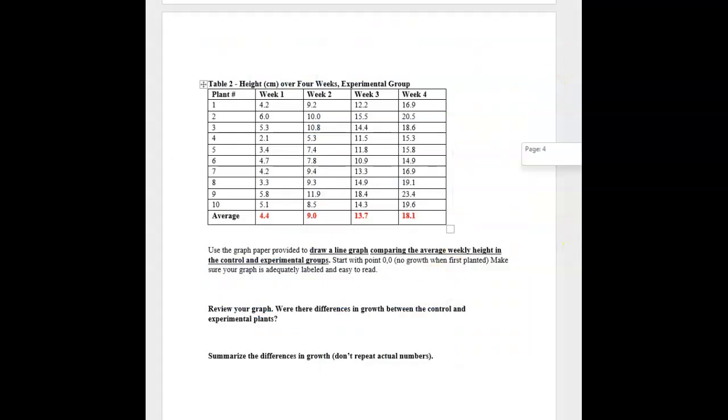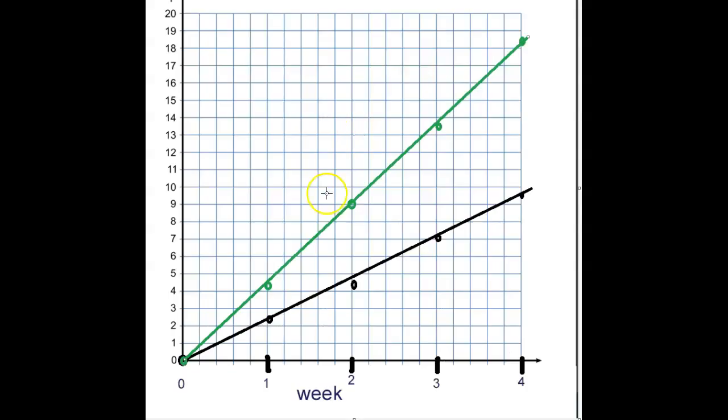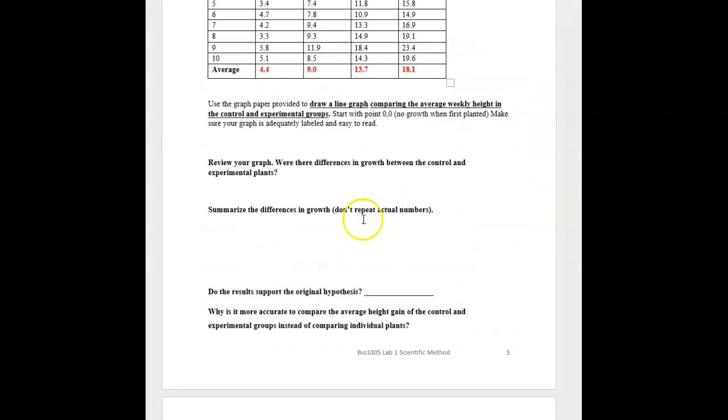So it says now to review your graph, were there differences in growth? Hopefully you can tell the fertilized group did grow better than the non-fertilized group. And if you actually look at the table numbers, it's roughly double. So summarize the difference in growth. Basically, it grew double. So do the results support your original hypothesis that fertilizer makes plants grow better? Yes.